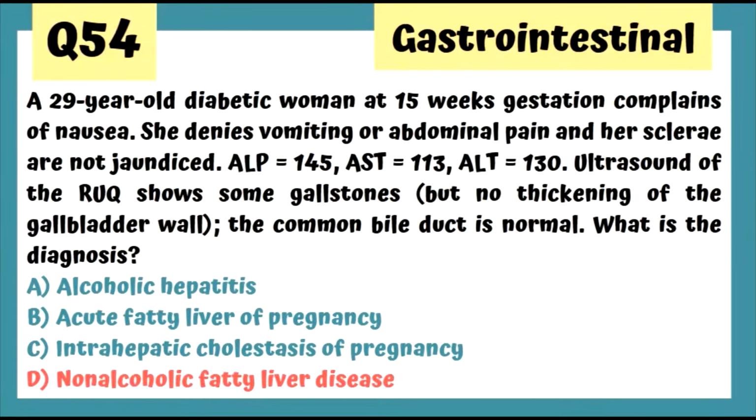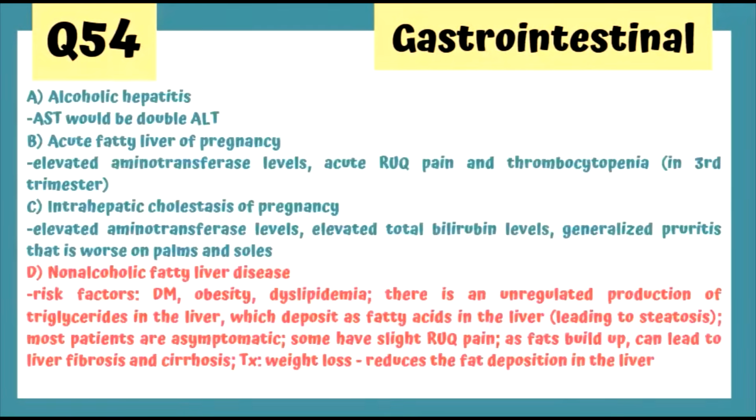She's got non-alcoholic fatty liver disease. That's what's going on over here. I wrote on the bottom that risk factors are diabetes, obesity, and dyslipidemia. What happens is there's an unregulated production of triglycerides in the liver, which deposit as fatty acid in the liver, leading to steatosis. Most patients are asymptomatic. Some have slight right upper quadrant pain. As fat builds up, it can lead to liver fibrosis and cirrhosis. Treatment is with weight loss to reduce the fat deposition in the liver.